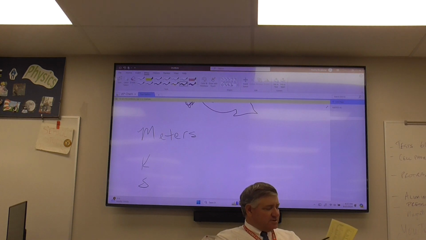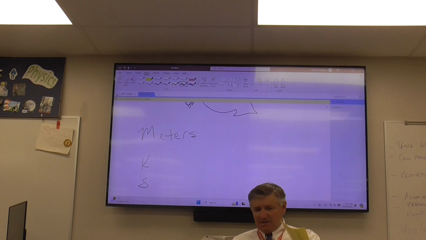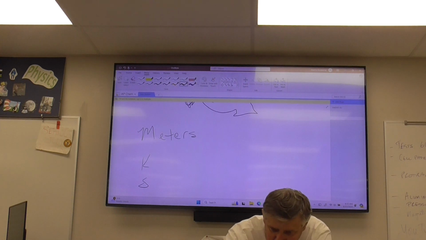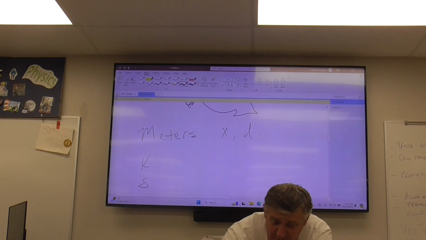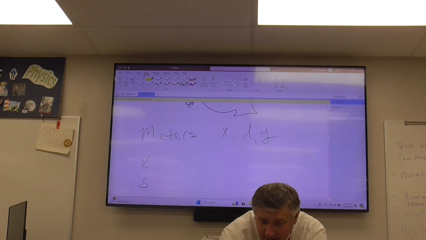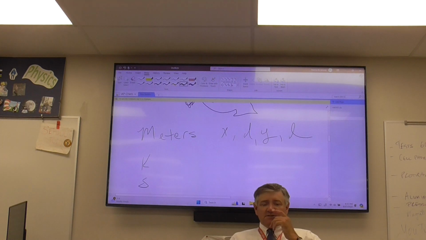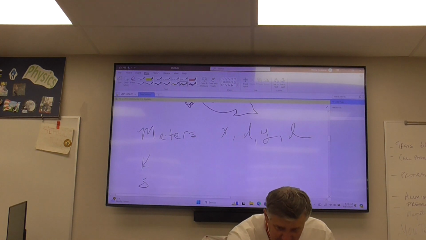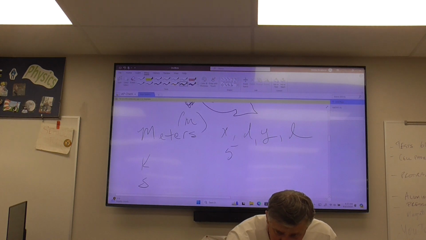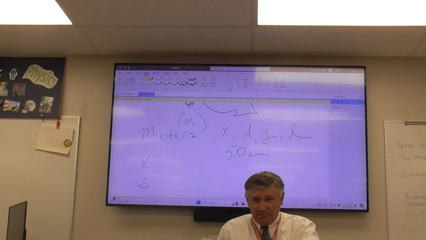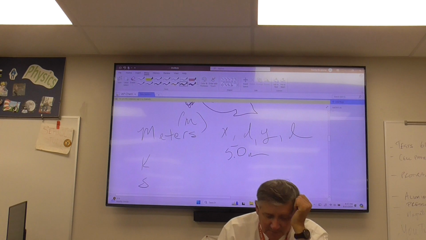So when you look on your equation sheet at a distance, typically it's going to be represented by the letter X. Sometimes you'll see it written as D. If you're talking about a vertical distance, we might represent it as Y. If you're talking about a length, it might be shown as the letter L. And the unit, oddly enough, is going to be m. So if you see 5 meters, not a big deal, easy peasy, not a problem.